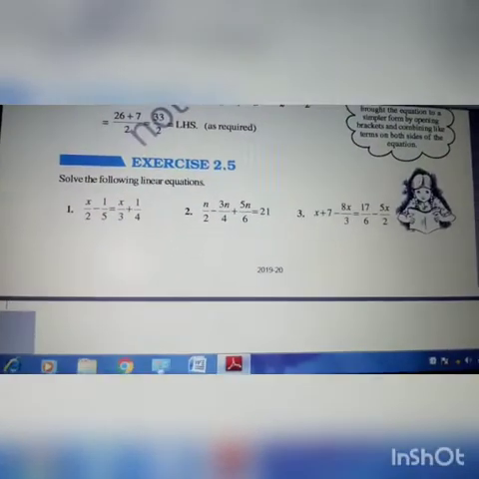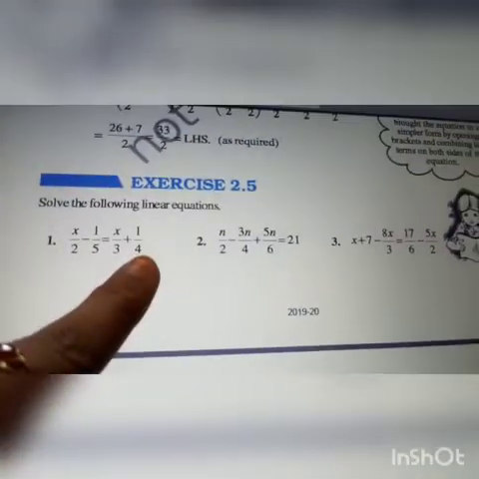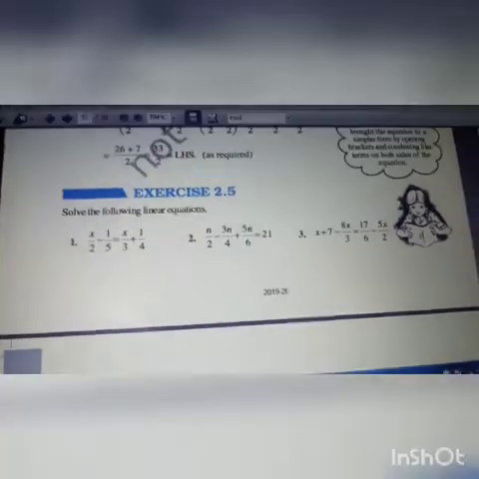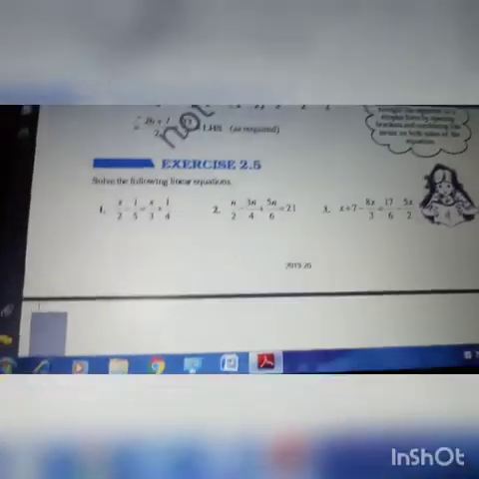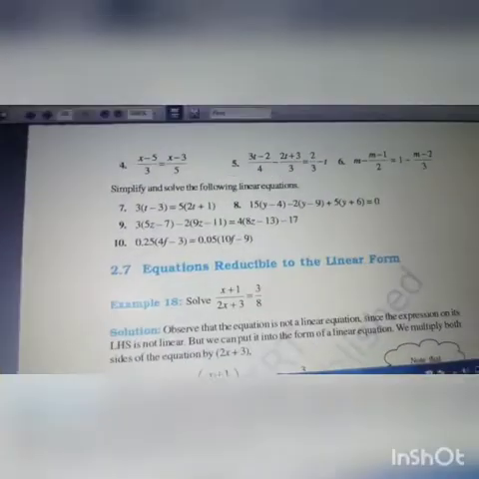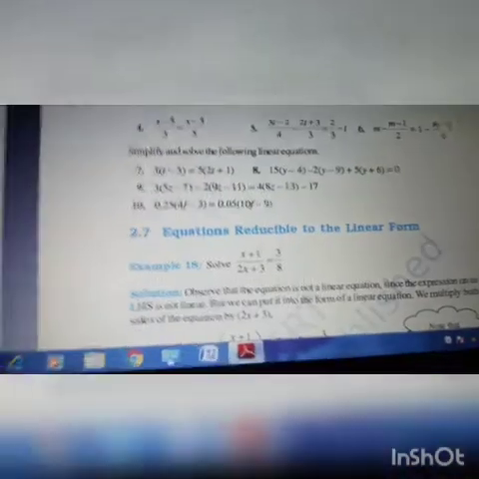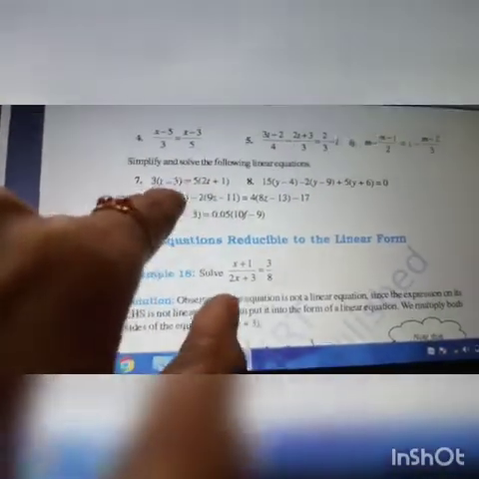See, solve the following linear equations. So it is easy, right? Because it is all somewhat complicated, we can take LCM and make both the denominators the same and you can cancel both the denominators and make a simpler equation to solve the equation. And this is also: simplify and solve the equation. Simplify means what? You should make it very simple.